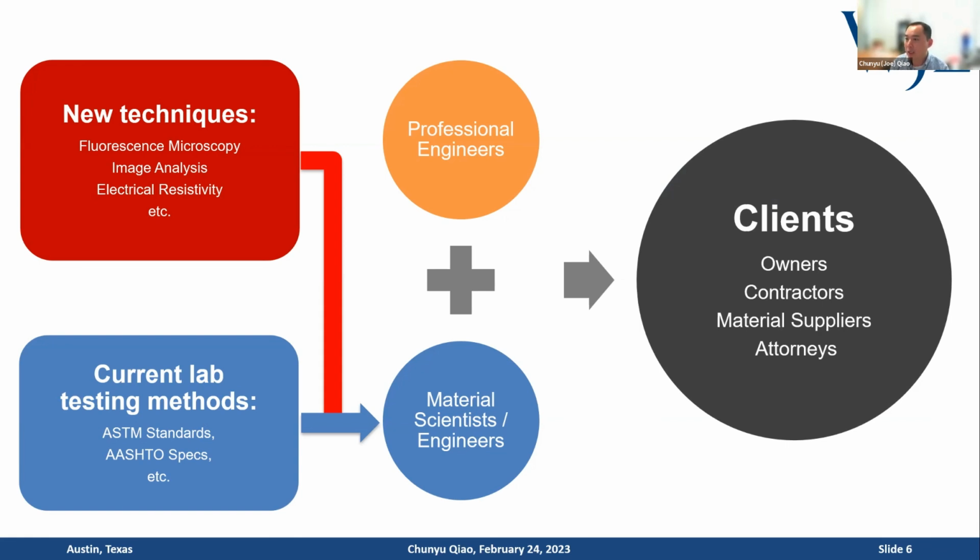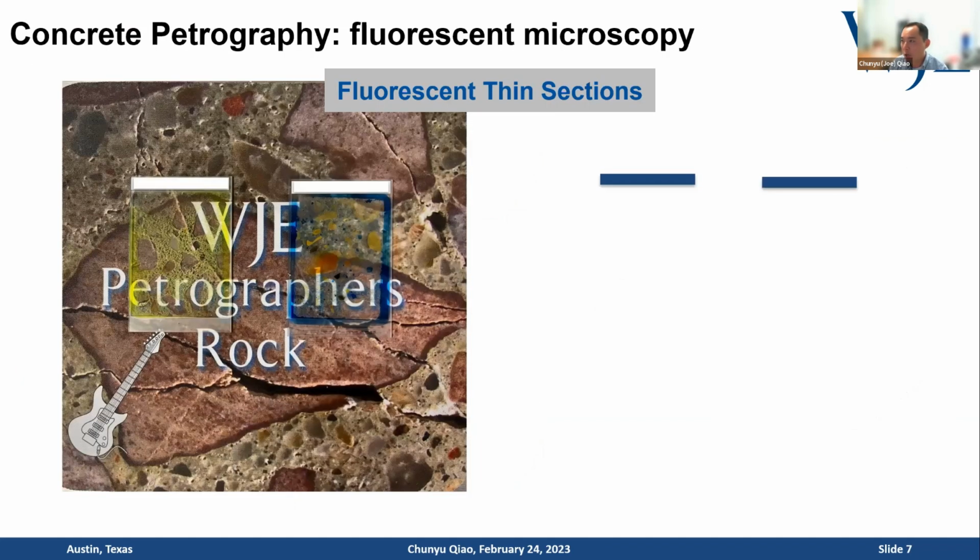So today I want to talk about fluorescence microscopy, image analysis, and electrical resistivity. These kinds of new tools, and how we can incorporate them with the current testing standards to tackle problems and provide richer and more quantitative information to the clients. So what is fluorescent microscopy? I talked about that in the last slide. So what are we going to do with it in the petrographic examination?